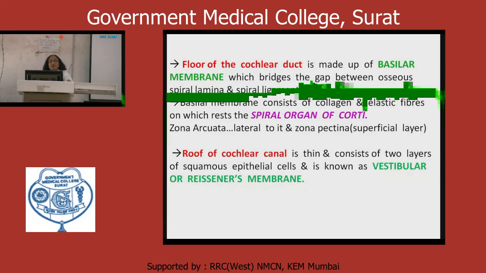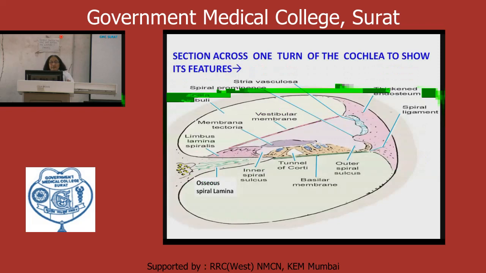Now again showing the diagram, we can see here the scala vestibuli, and here you can see the scala tympani. Here is the basilar membrane, on which the spiral organ of Corti is located, right? Here you can see the osseous spiral lamina and the spiral ligament. Here is the vestibular membrane and here is the basilar membrane. This is the scala media containing the cochlear duct.